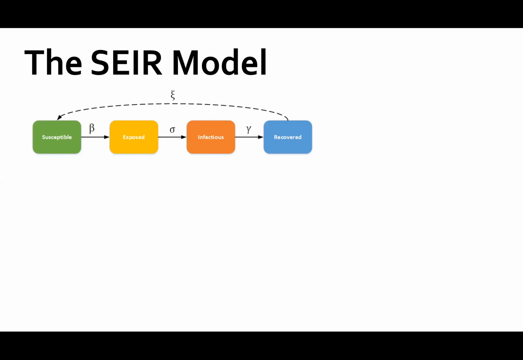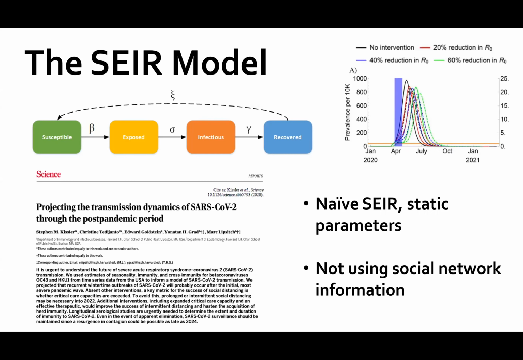The traditional SEIR model has these four compartments: susceptible, exposed, infectious, and recovered. There are set parameters to control the transmission rate between these states. Like the recent paper published in Science, they applied this naive SEIR model. Notice these are static parameters, which means once a parameter has been determined in the beginning, it will be fixed during the simulation. And there's no social network information in this model.